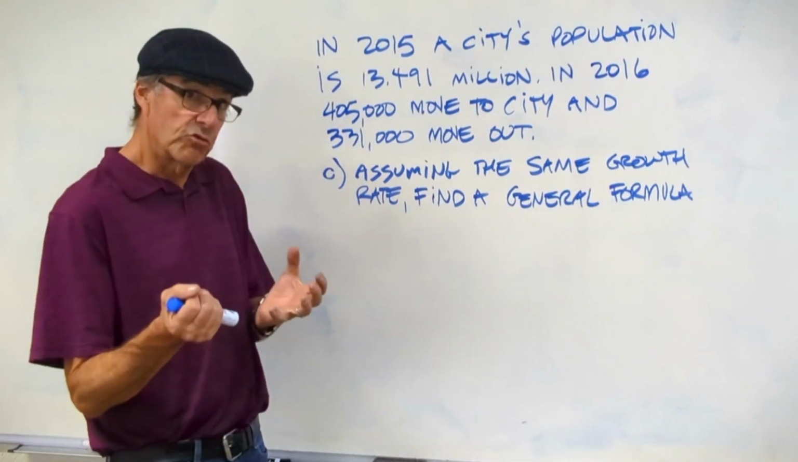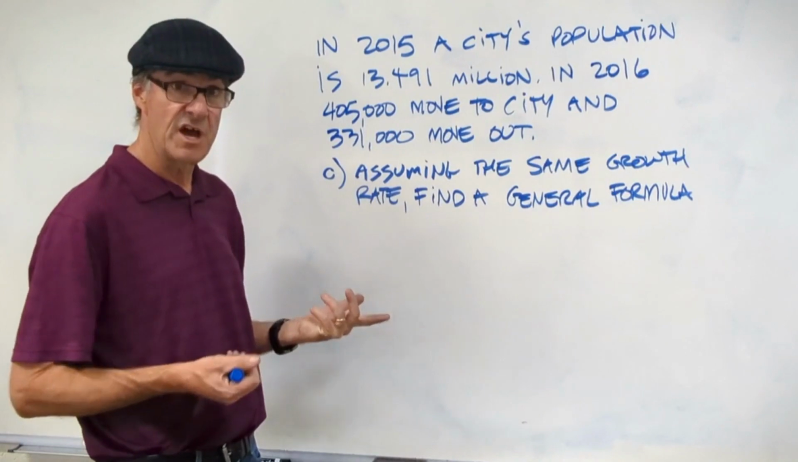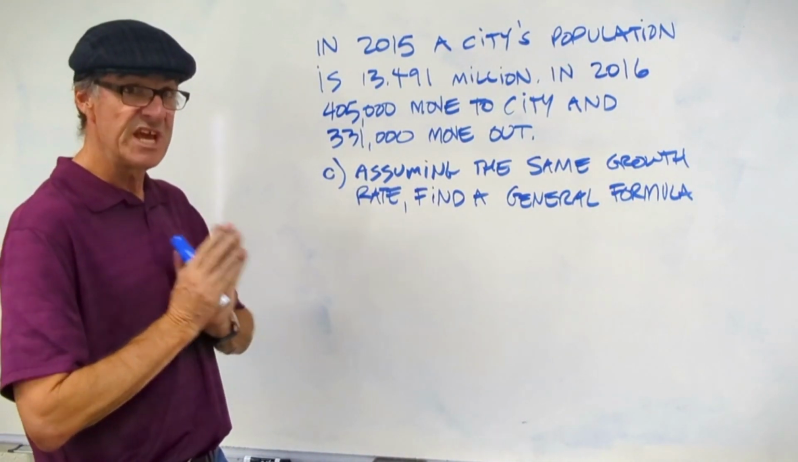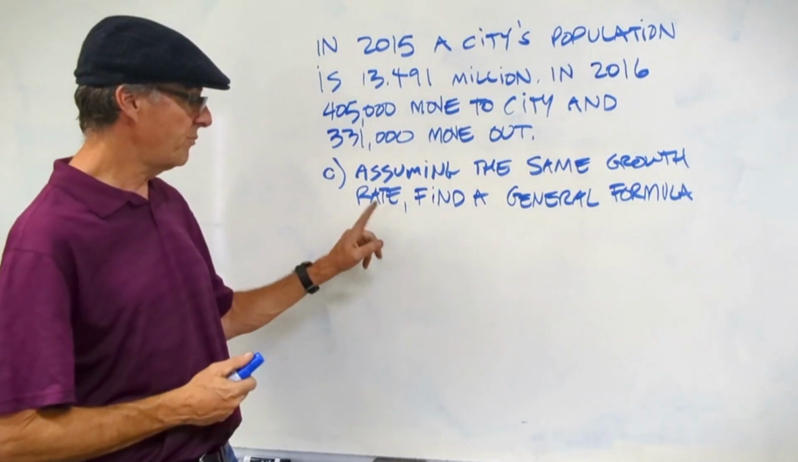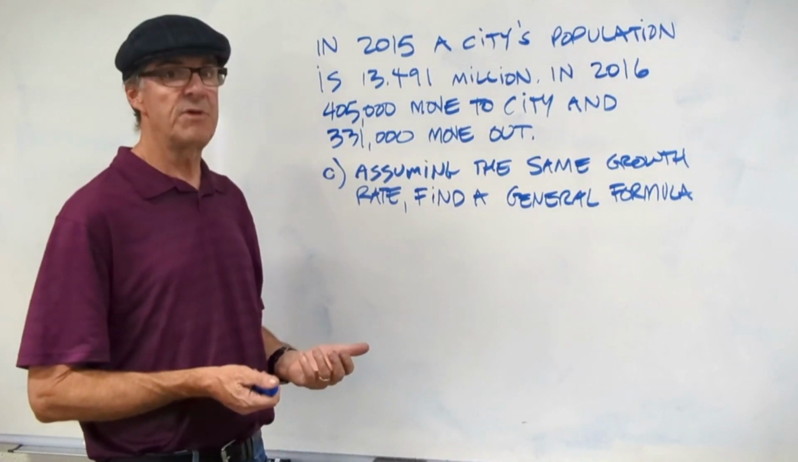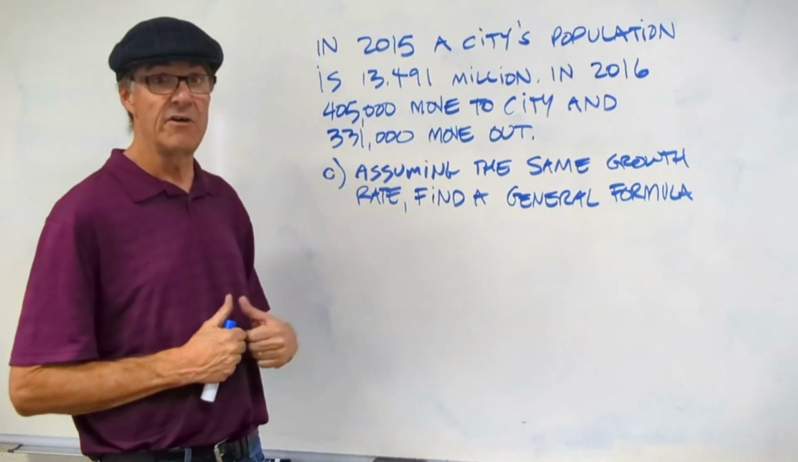All right, let's do part C. We found a rate of growth based on those numbers, the net increase over 1 year's period of time. So now what we're going to do is assume that that rate stays the same over multiple years, and we're going to be prompted here to write a formula that would let you calculate the population based on any year in the future, next year, 10 years from now, etc.